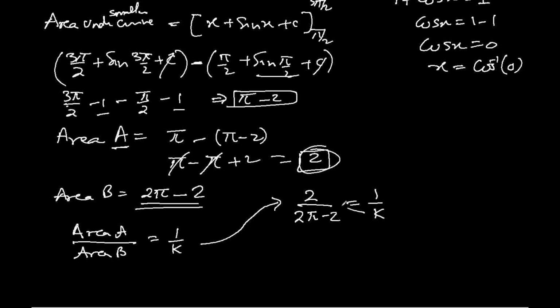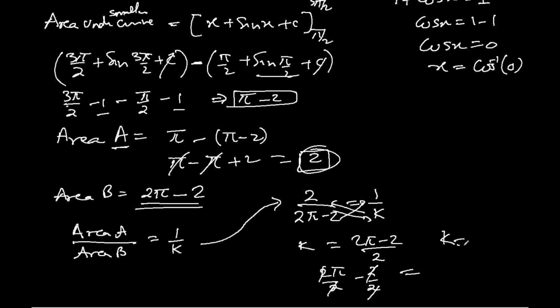We have to find K, so let's do cross multiplication. K goes there, but 2 will come down, cross multiply, and 2 pi minus 2 will go and multiply here. 2 pi minus 2 divided by 2. And now we have to separate them so that we can simplify: 2 pi over 2 minus 2 over 2. 2 and 2 cancel here, 2 and 2 cancel here. Finally, we get k equal to how much? Pi minus 1. That's the value of k, pi minus 1.